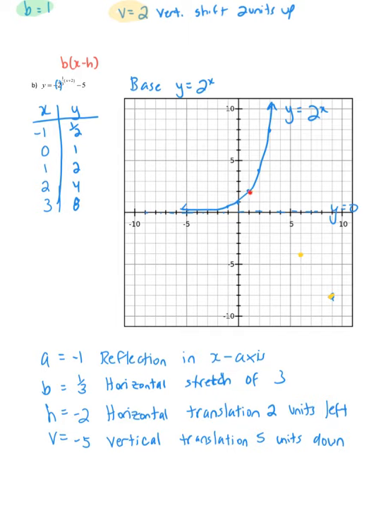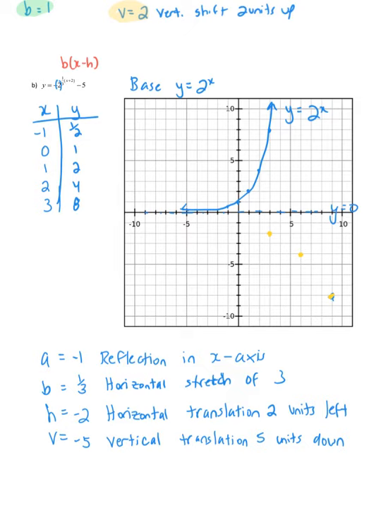The next point at 1, 2, reflect it. So it's at 1, negative 2, and then stretch it by 3. So instead of being 1, you're now 3. 1 times 3, which is 3. So you're going to be at 3, negative 2.